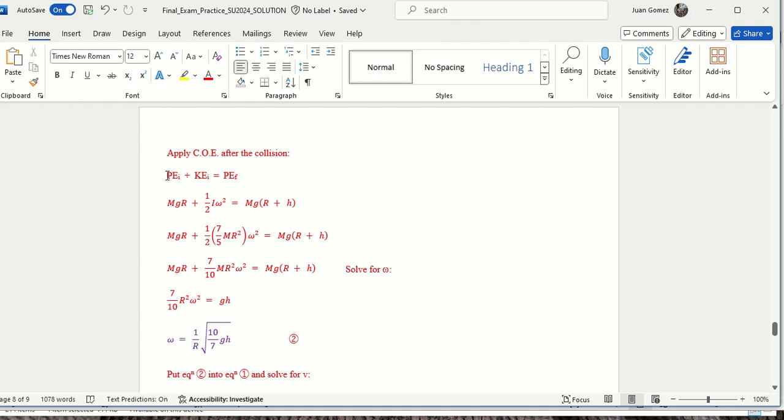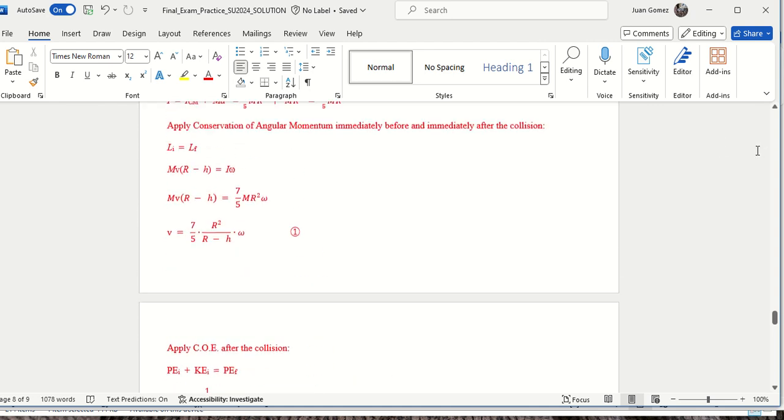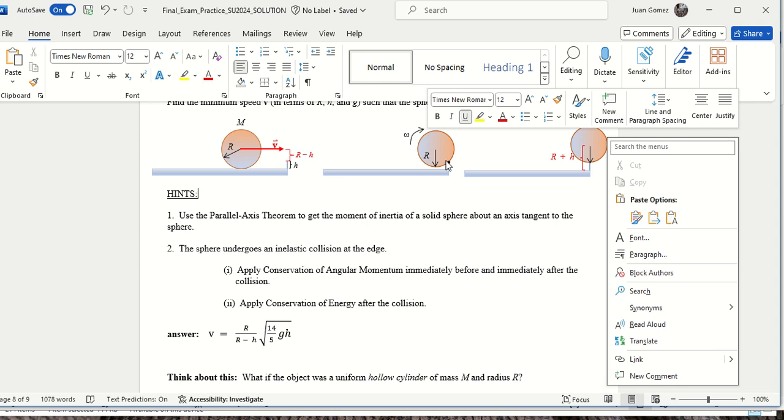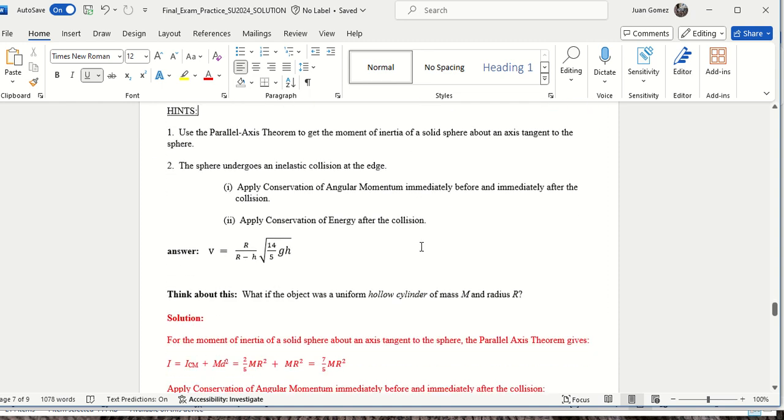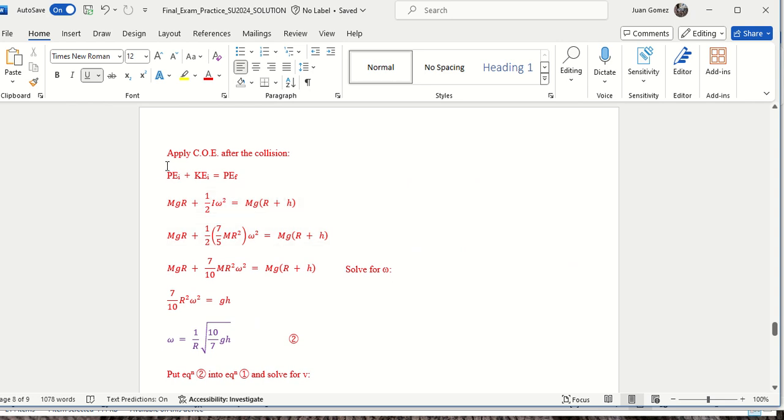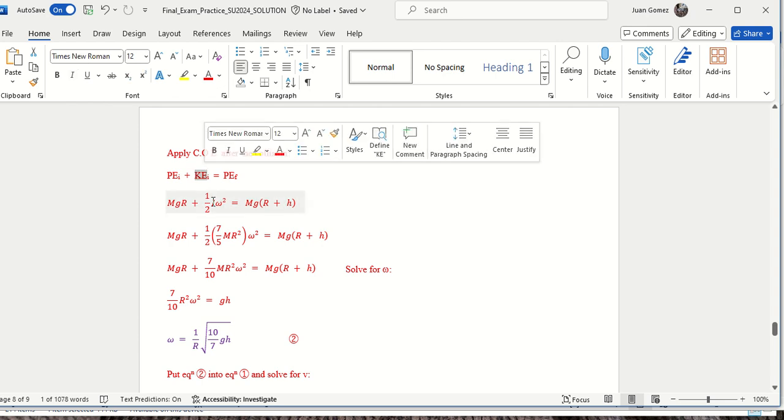After the collision, at the instant when the sphere hits that lip and is just beginning to rotate, relative to the table, the cm of the sphere is at a height of large r. So it has an initial potential energy, and right at the instant after it hits the lip, the cm is at a height of large r, and it's rotating with an angular speed omega. So the initial potential energy right after the collision is mgR. The initial kinetic energy is 1/2 I omega squared.